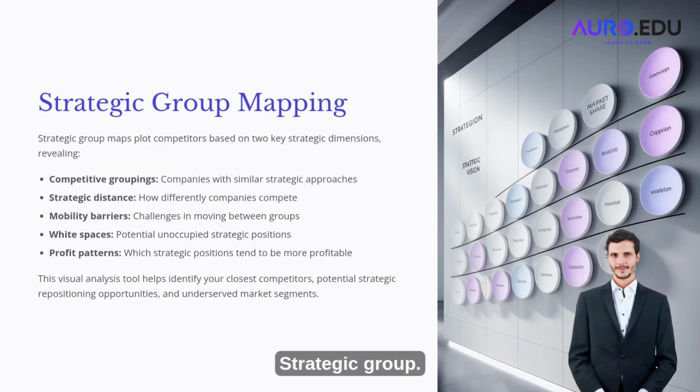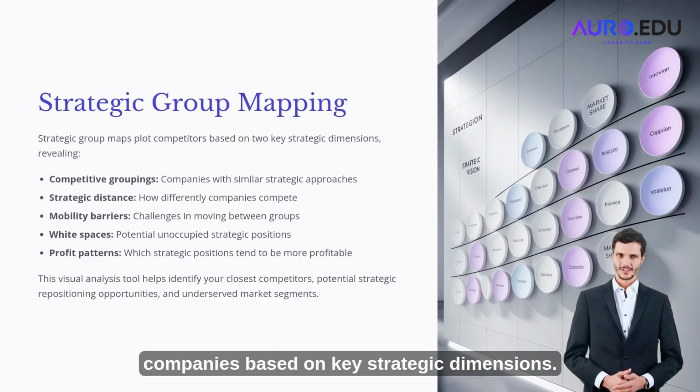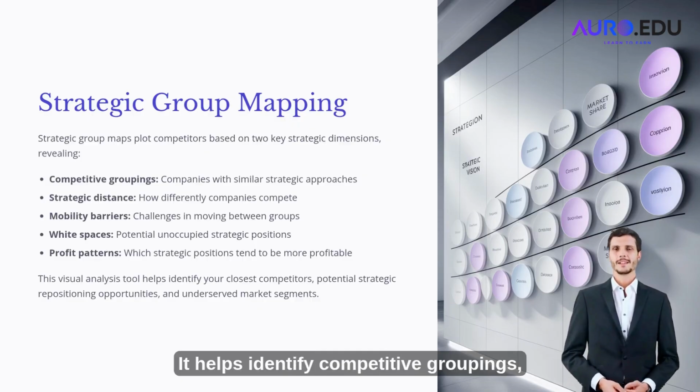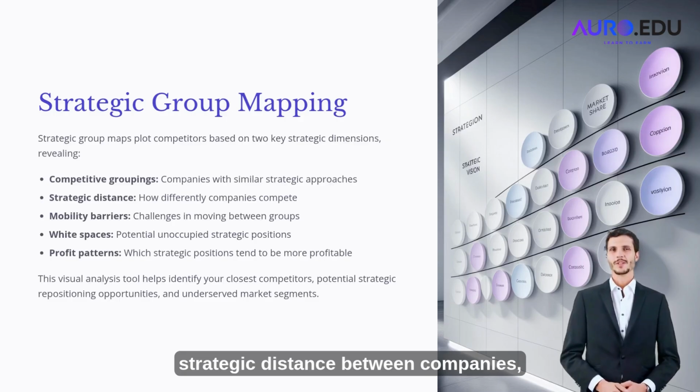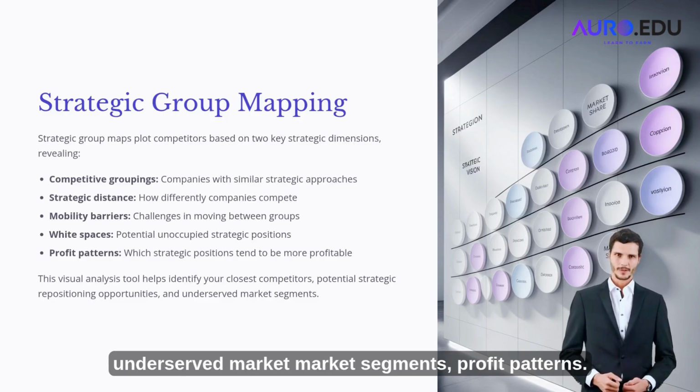Strategic group mapping. Strategic group mapping visualizes the competitive landscape by plotting companies based on key strategic dimensions. It helps identify competitive groupings, strategic distance between companies, mobility barriers, underserved market segments, profit patterns.